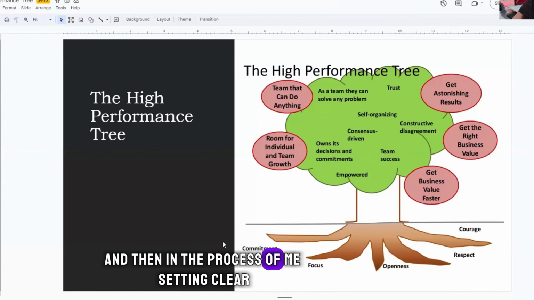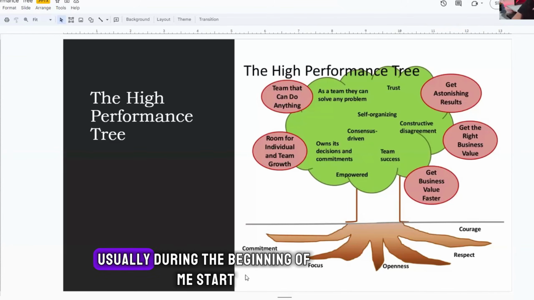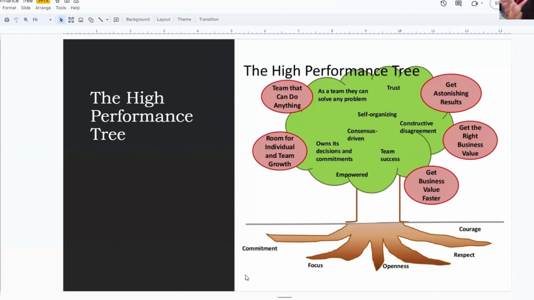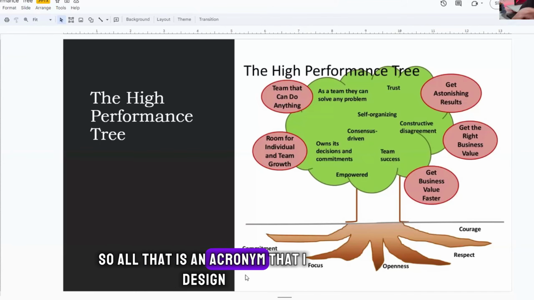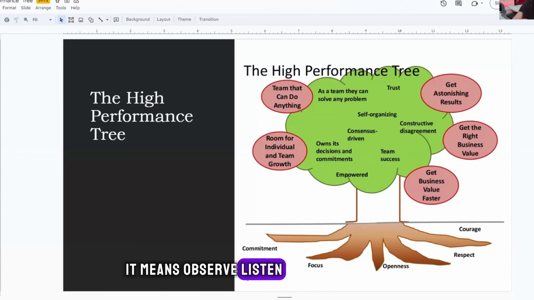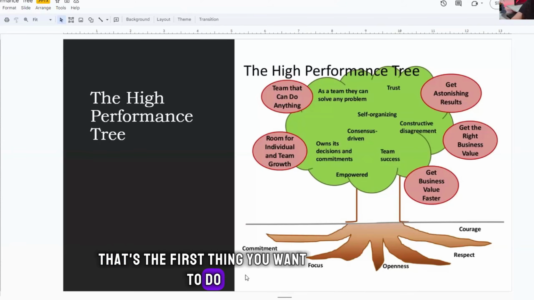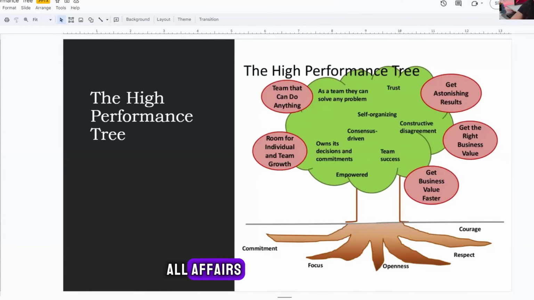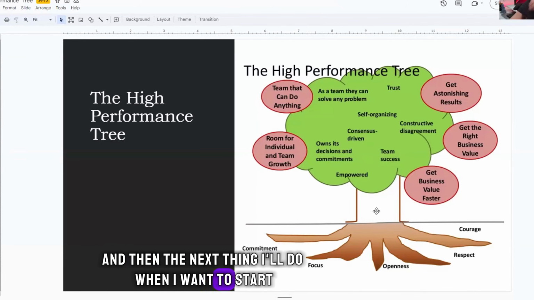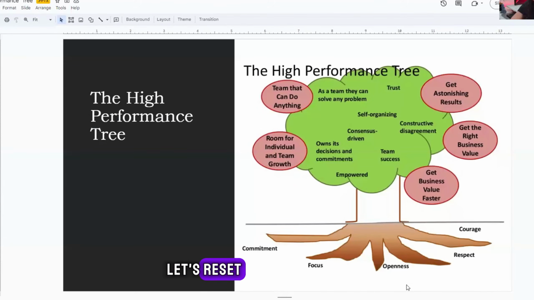And then in the process of me setting clear expectations, usually at the beginning when I start the OLA phase, I know our new team members may not know what I'm talking about. OLA is an acronym that I designed. It means observe, listen, ask questions after you join a new team. That's the first thing you want to do. After I've gone through that OLA phase, the next thing I do when I want to start taking action is, okay, let's reset.